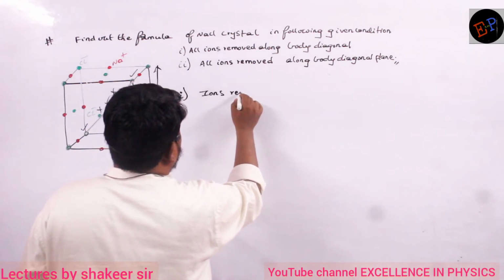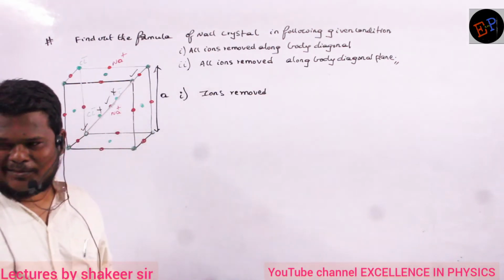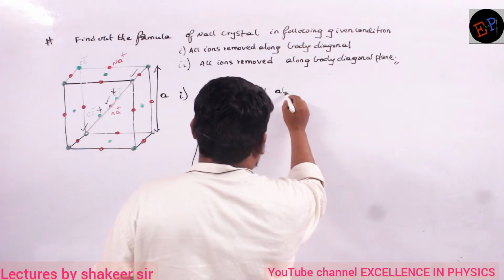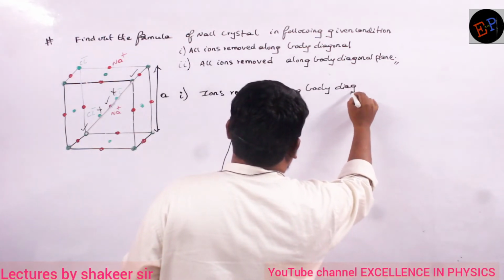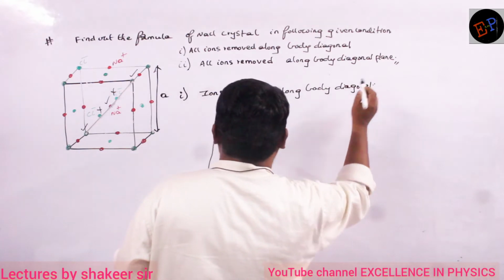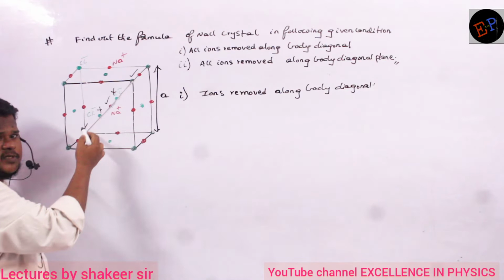Ions removed along the body diagonal. Clear? So this is the body diagonal, which we have drawn in the last question. This is the body diagonal.